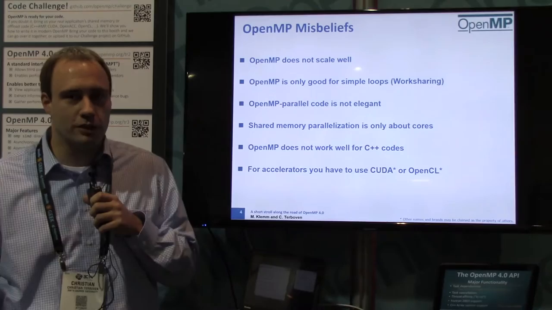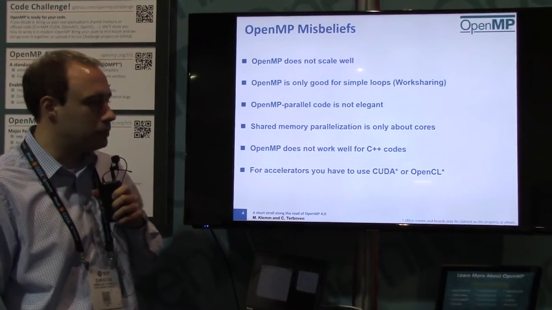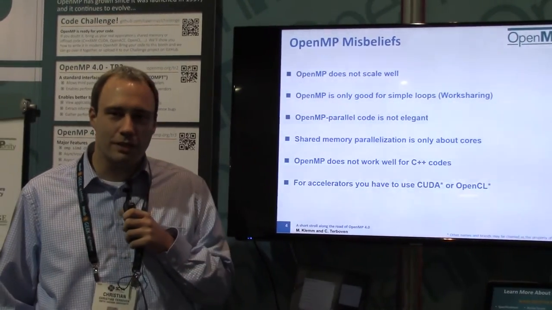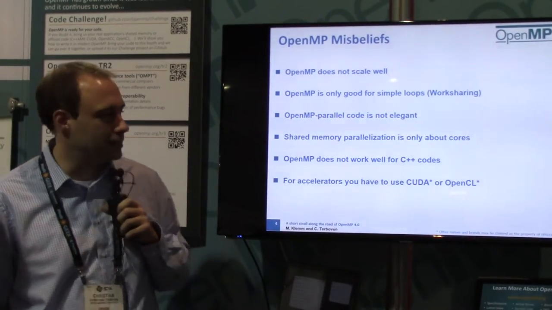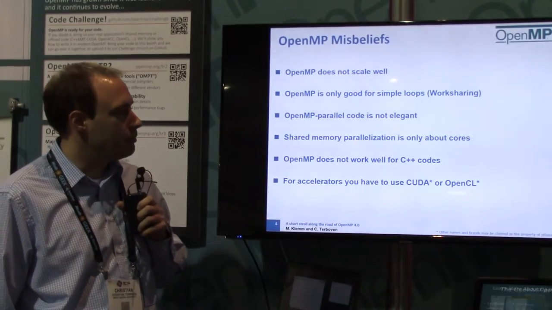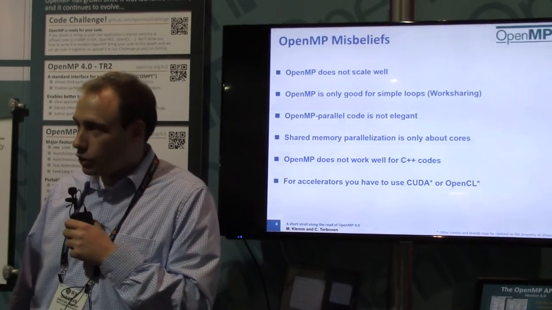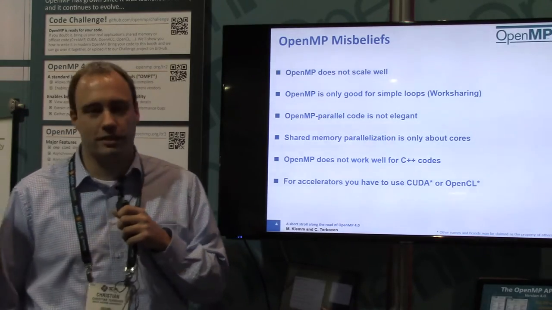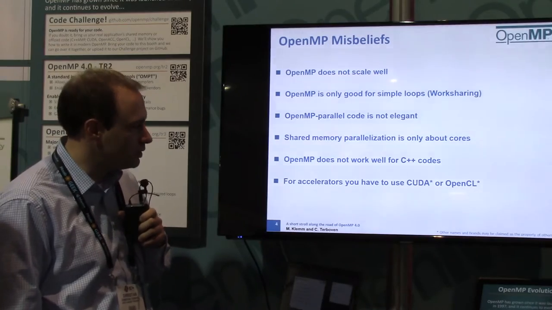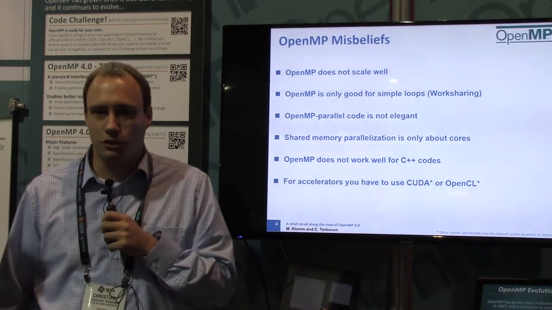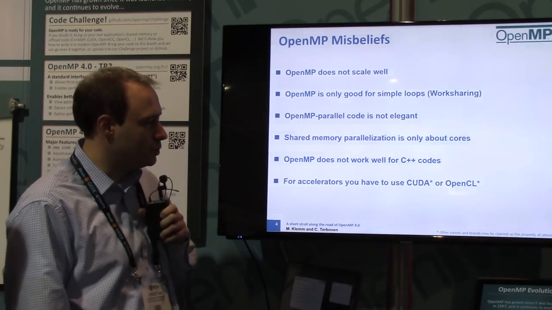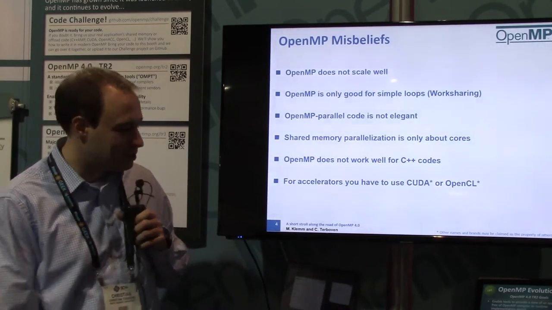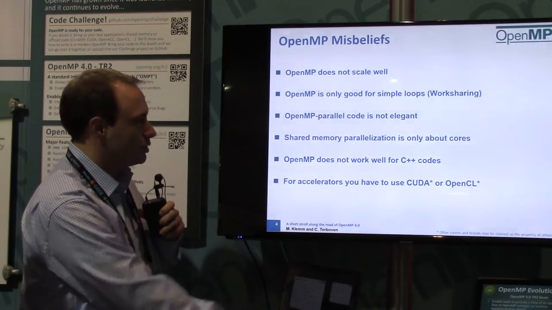Another one is that OpenMP is only about for loops and simple work sharing. We will show you that this is not true. And we hope to convince you that at least sometimes OpenMP code, even for C++, can be elegant. Shared memory parallelization will not only be about cores. We have to take a look at some details that the machines exhibit and some properties that can spoil performance. And finally, we will have a glimpse into the future, because you don't have to stick with CUDA, OpenCL, or other bad, ugly programming models in order to program for accelerators. OpenMP has a solution for that.